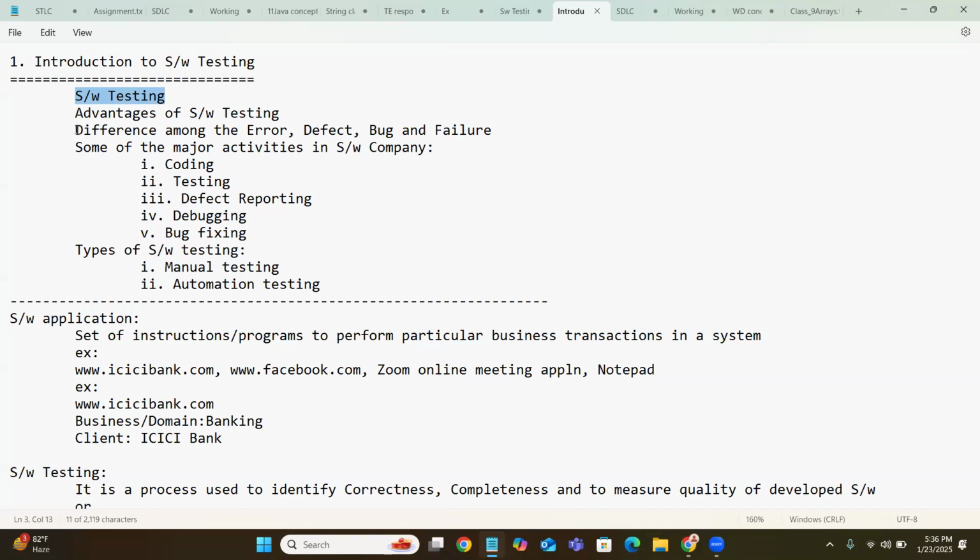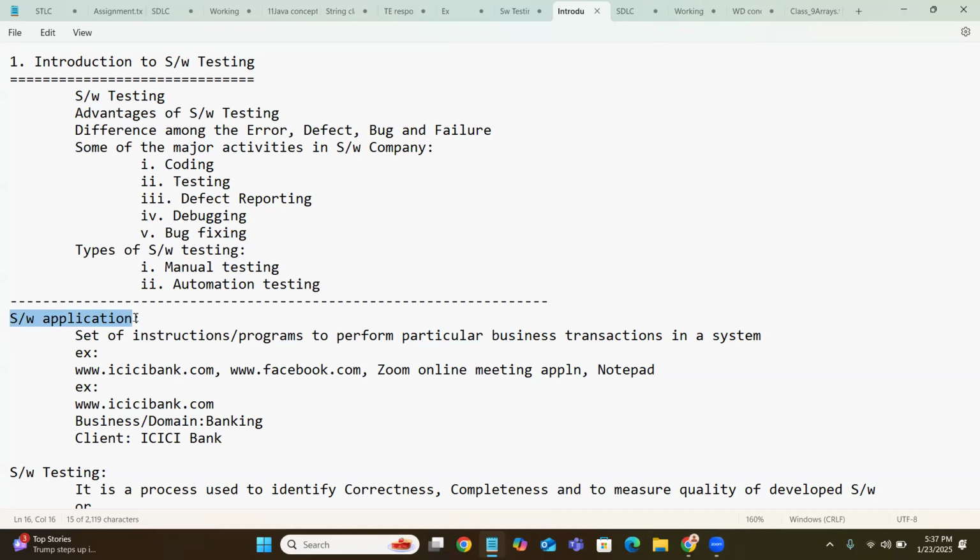Some of the major activities in a software company are coding, testing, defect reporting, debugging, and bug fixing. Then the types of software testing: one is manual testing, the other is automation testing. In that, I explained the very beginning concept, software application. Generally, a software application means a set of instructions or programs to perform particular business transactions in a system.